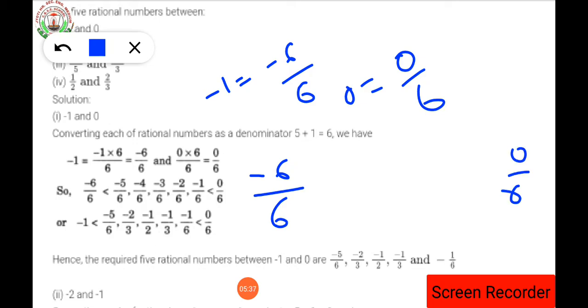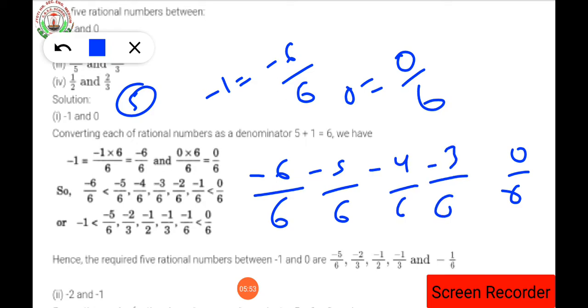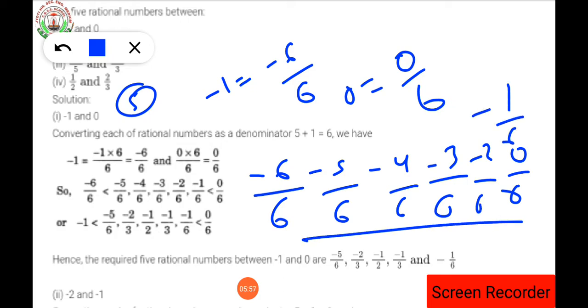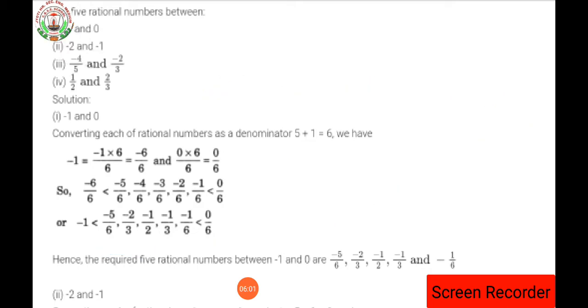We want 5 rational numbers, isn't it? So let's see. So -5, just imagine the number line. -5, before it comes -6, so -4 by 6, -5 by 6, -4 by 6, -3 by 6, -2 by 6, -1 by 6, then 0 by 6, isn't it? So these are the rational numbers. Clear? You have to imagine the number line.